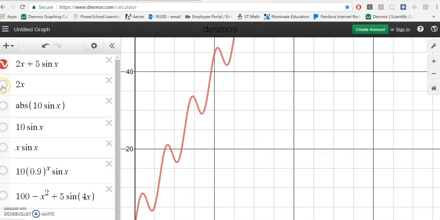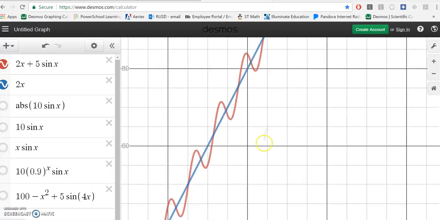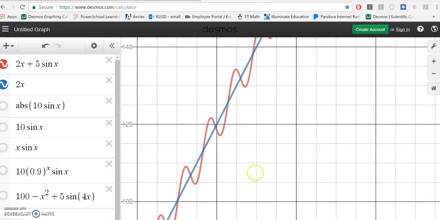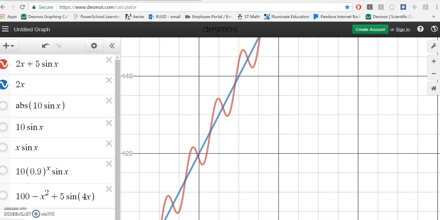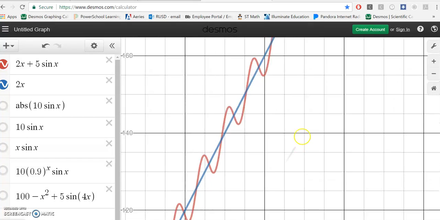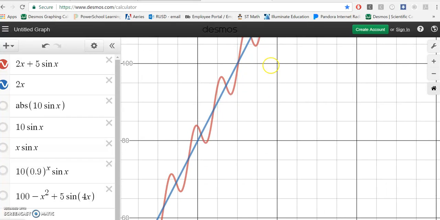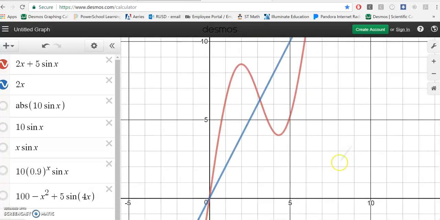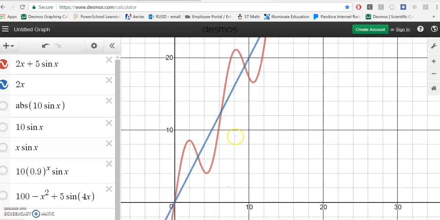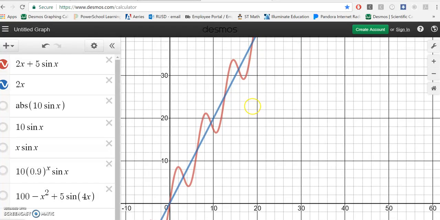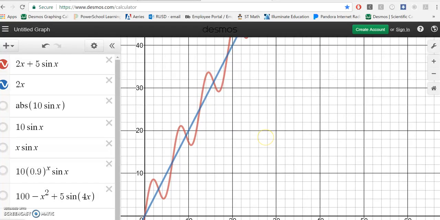I also graphed 2x here. You'll notice it's following the path of 2x as it waves and goes. It's not really a perfect equal distance on each side, but it kind of is. And so that's what's happening. If I go back to standard, you can see it a little better. You're going to want to pause the video now, or do your own one in Desmos, and sketch in that graph.